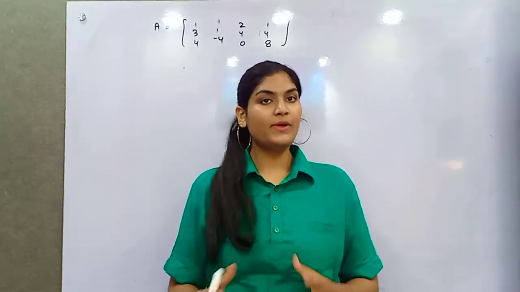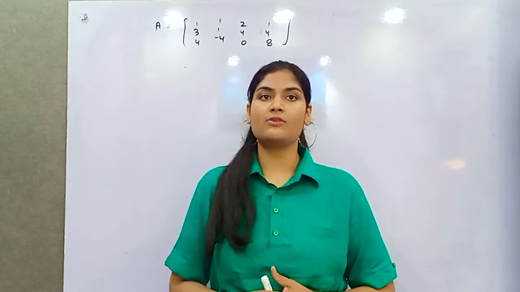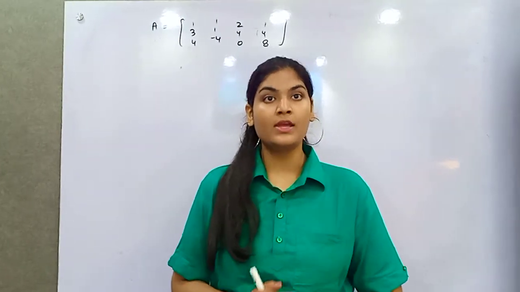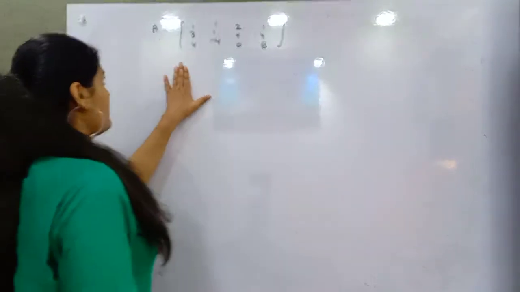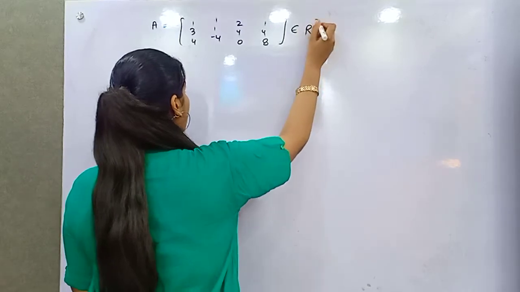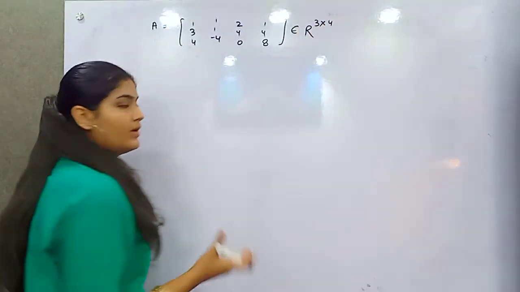So today we are going to discuss how we can find the kernel of a matrix of any linear transformation. Okay, so let's say you are given a matrix. You can see that this is a matrix of order 3 by 4, with real numbers.